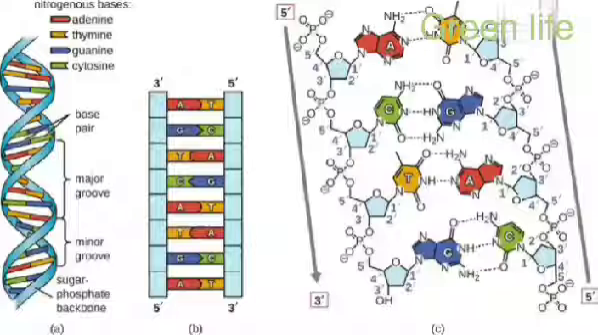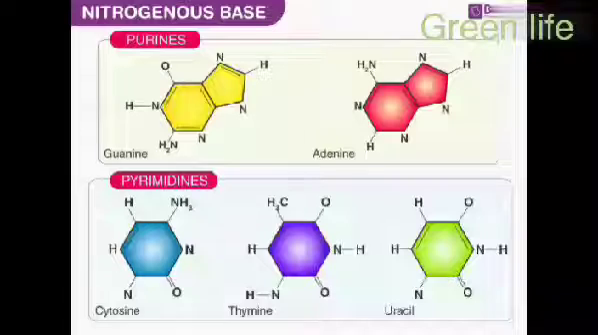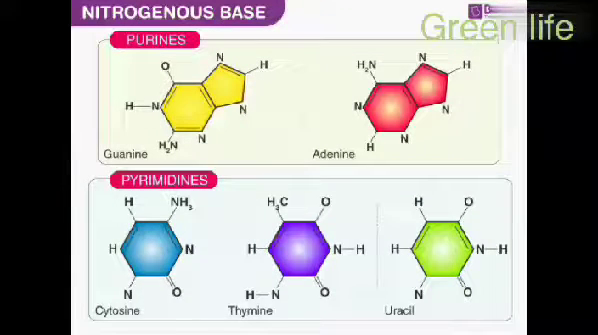Now, what about the nitrogen base? There are 2 types of nitrogen base. First, purines, such as cytosine and thymine, and uracil. Second is pyrimidines, such as guanine and adenine. What's the difference between them? Purine is a single ring, has 4 carbon atoms and 2 nitrogen atoms, but pyrimidine is 2 rings, one of them made up of 4 carbon atoms with 2 nitrogen atoms, and another has 2 nitrogen atoms with 3 carbon atoms. And in this picture there are the chemical forms of the nitrogen bases.